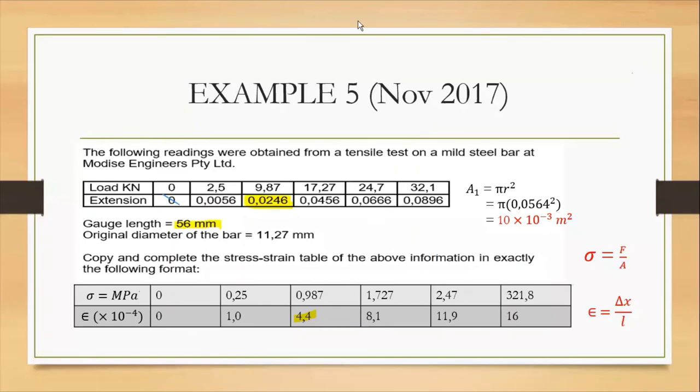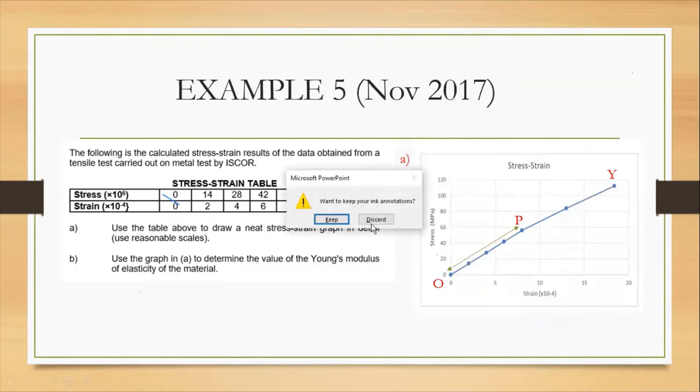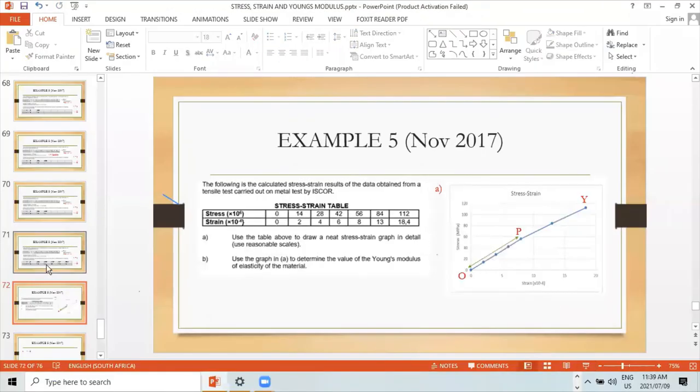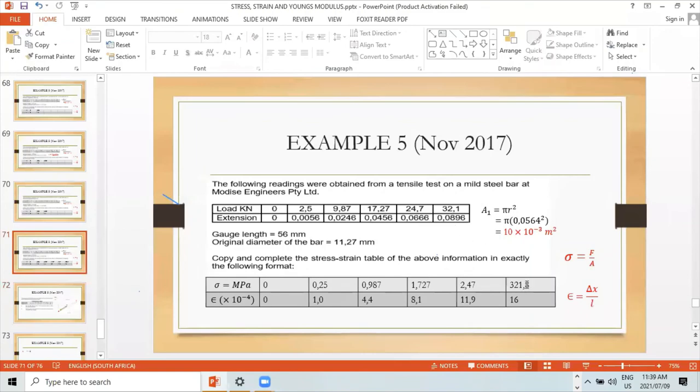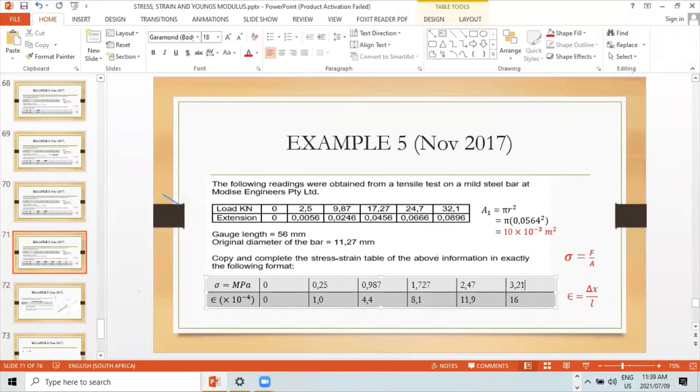Did you get your answer? All right, thank you. And then from here, guys, we were still on the last part, 0.3 there. How much was that? 3.21. All right, let's put it there. 3.21. Then we save it.